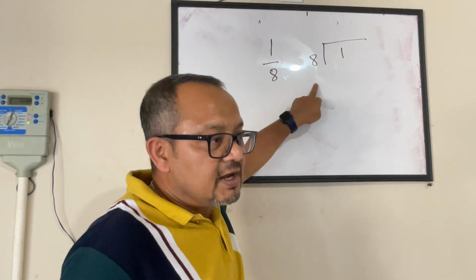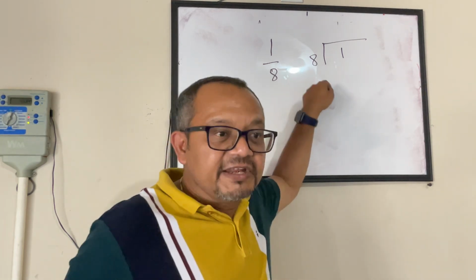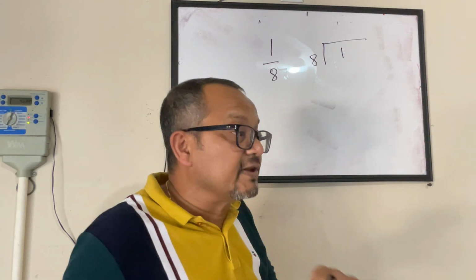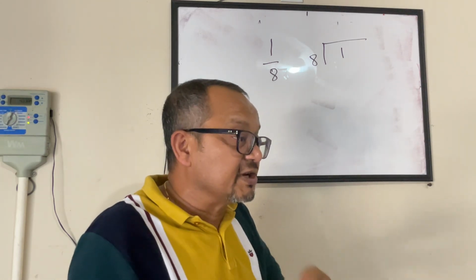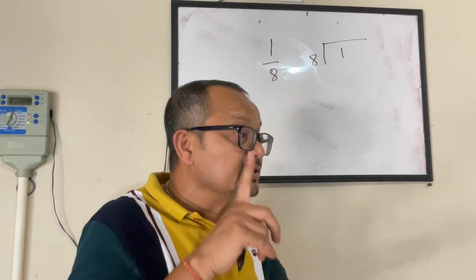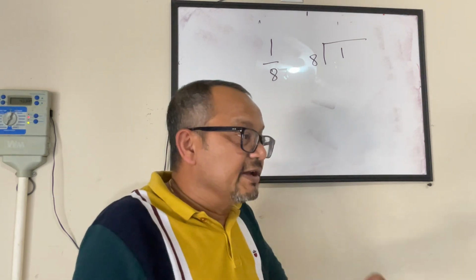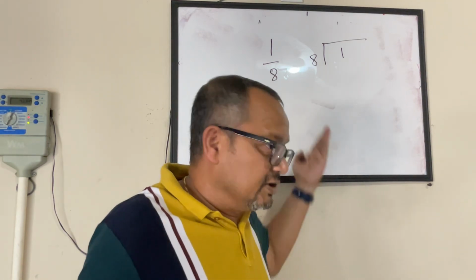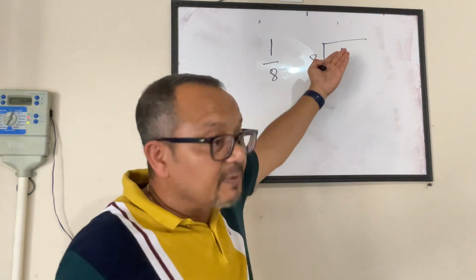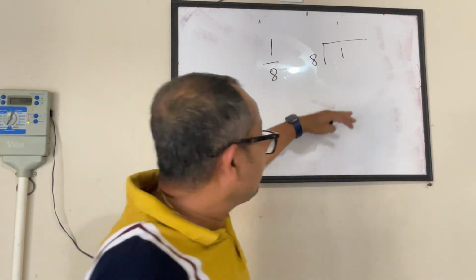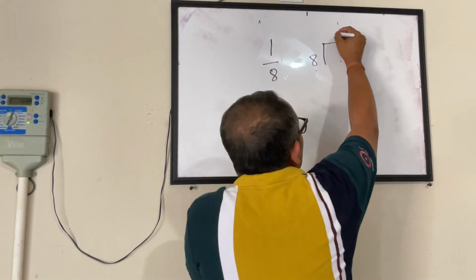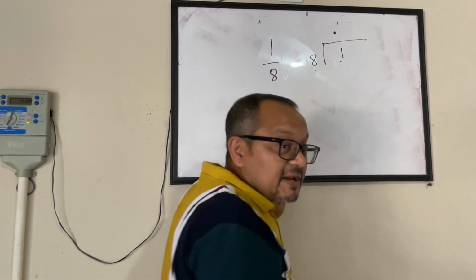If you read the table of 8: 8 1s are 8, 8 2s are 16, 8 3s are 24, 8 4s are 32, 8 5s are 40, 8 6s are 48, 8 7s are 56, 8 8s are 64, 8 9s are 72, 8 10s are 80. Did 1 ever come? No. It will never come because 1 is smaller than 8. So somebody has to come to help us.